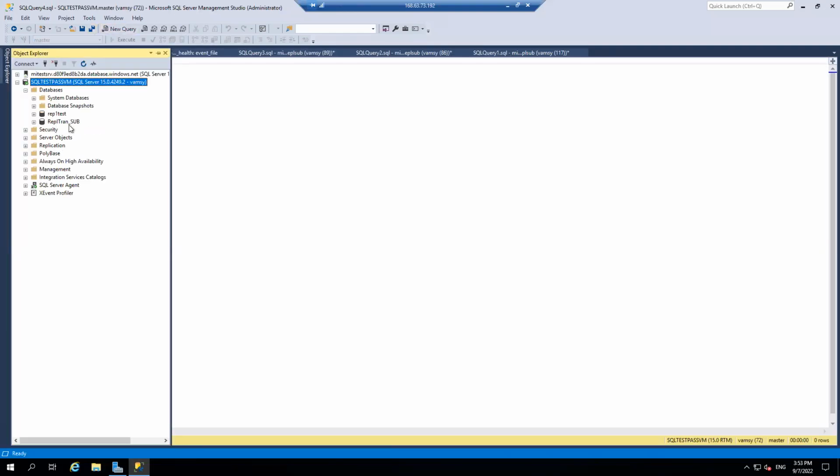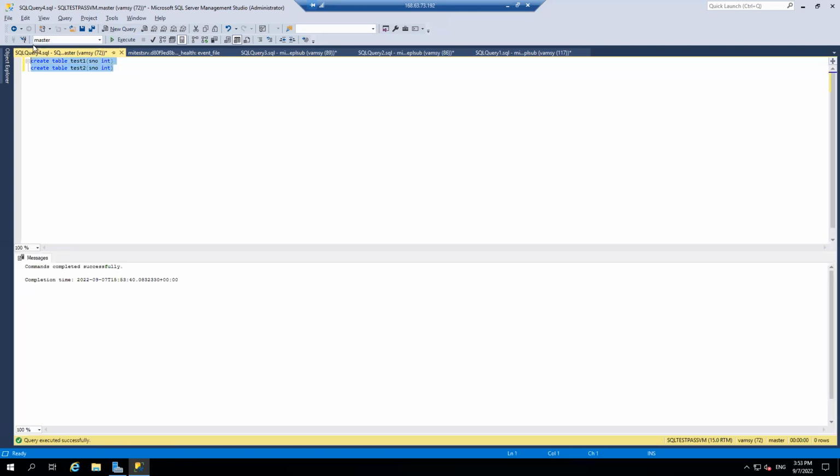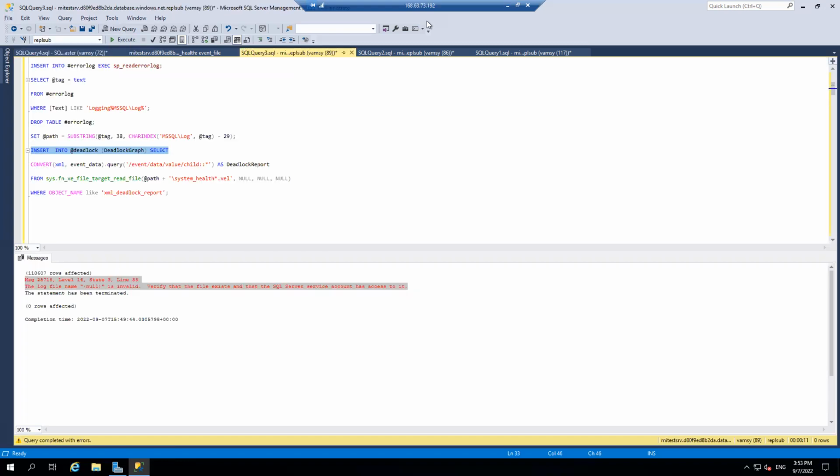Do we have anything? Okay, I have something here. I'll create two tables inside master. Create table test1, test2. Okay, two tables, and I just need to run the same scripts.